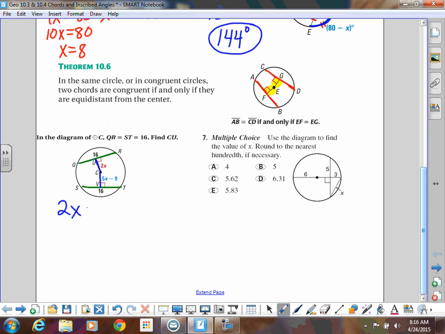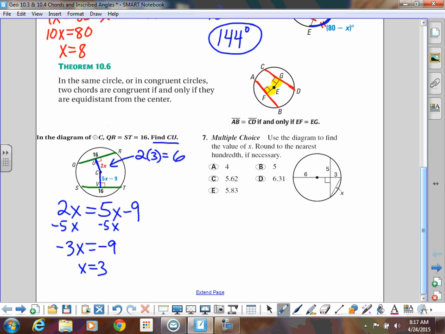So I'm going to set 2x equal to 5x minus 9. And then I'm going to subtract the 5x. So I get negative 3x equals negative 9. And then divide by the negative 3. So I'm going to get x equals 3. Now remember, it's asking me to find CU, so make sure to read your directions. And we're going to plug in 3 for x here. So I'm going to get 2 times 3. That's what CU is going to be. So CU is 6 units long.